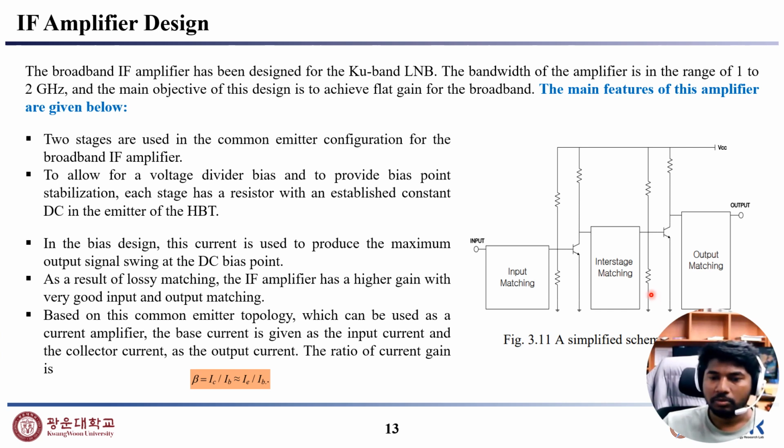Based on this common emitter topology, which can be used as a current amplifier, the base current is given as the input current and the collector current as the output current. The ratio of the current gain is like I collector current divided by base current.